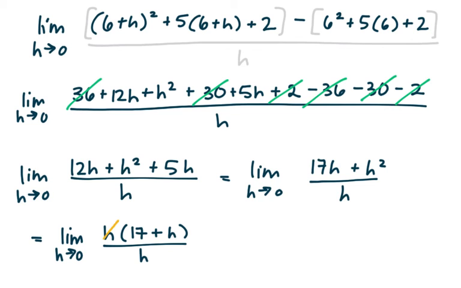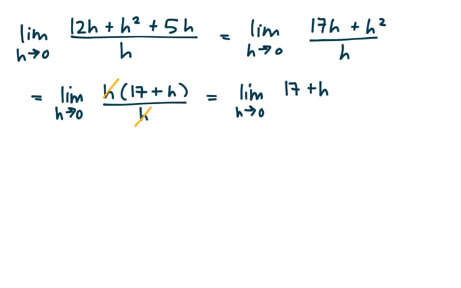At this point, you should see that the common factor H in the numerator and denominator will cancel to 1, and I'm calculating the limit as H approaches 0 of 17 plus H. Now that I've canceled that H, I can plug my 0 value in for H. Once I plug that in, I no longer have to write limit, so I have 17 plus 0, which gives me 17.